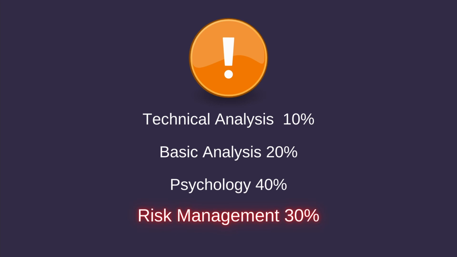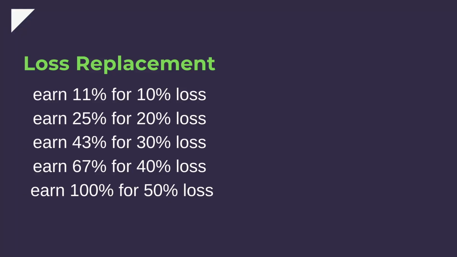Now let's see how risk management is done. First, let's look at the amount we need to earn in order to recover the amount we lost. We need to earn 11% for 10% loss, 25% for 20% loss, 43% for 30% loss, 67% for 40% loss, 100% for 50% loss. I mean, it's easy to lose, but it's hard to earn.